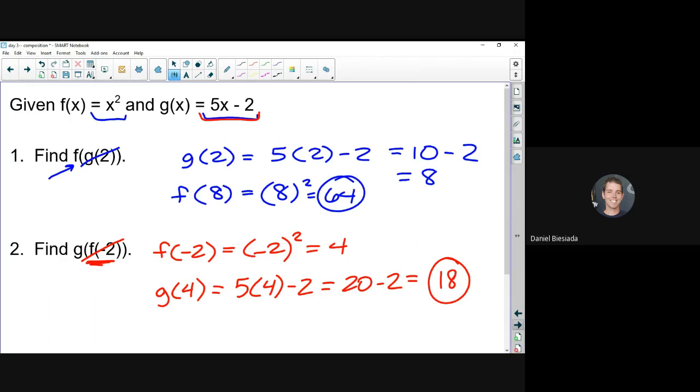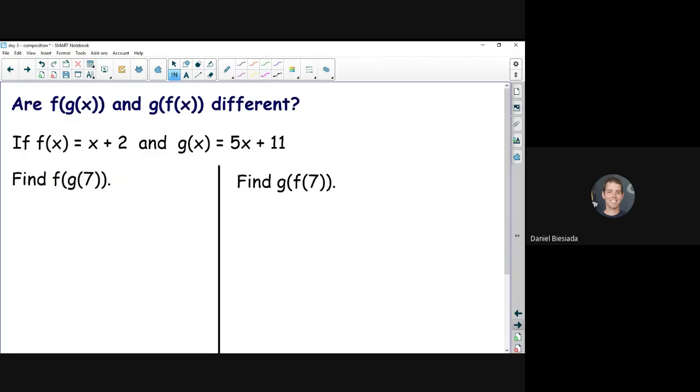And that is how function composition works. It really is just evaluating functions at certain values, but there are 2 steps instead of 1. One final thing I want to talk about with function composition is that the order that I do this problem in does make a difference. So if I were to ask if f of g of x and g of f of x are different, the answer is usually yes, they are. Not always, but usually.